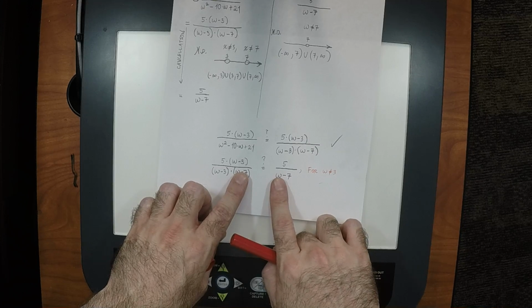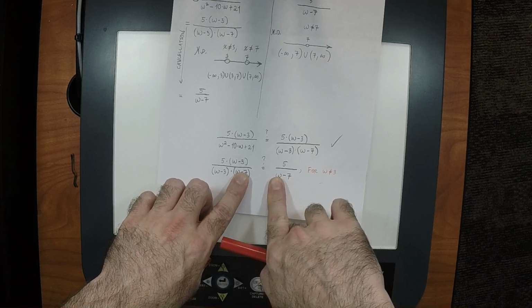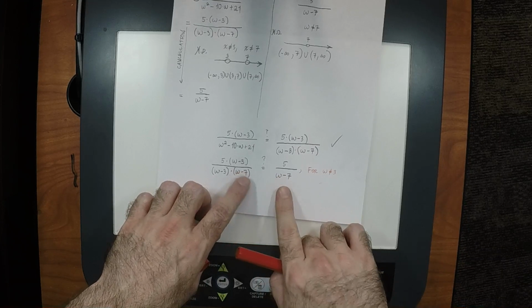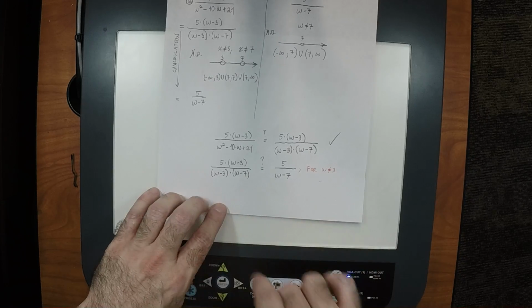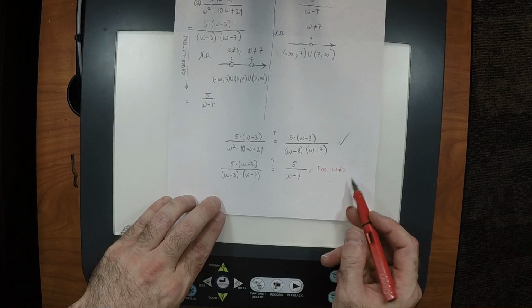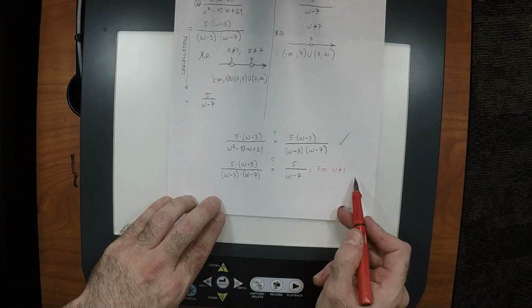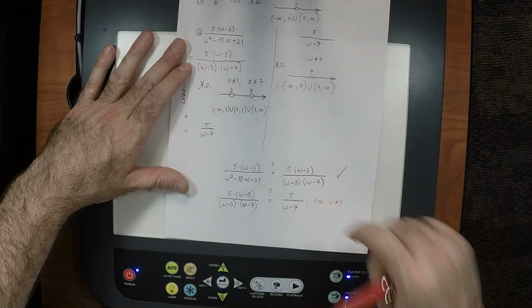So they're the same for 3.1. They're the same for 3.1 million. They're the same for -8. They even have the same behavior at 7, right? Because they're both undefined there. So the permission to perform cancellation is you saying for w not equal to 3. Any questions about this idea?